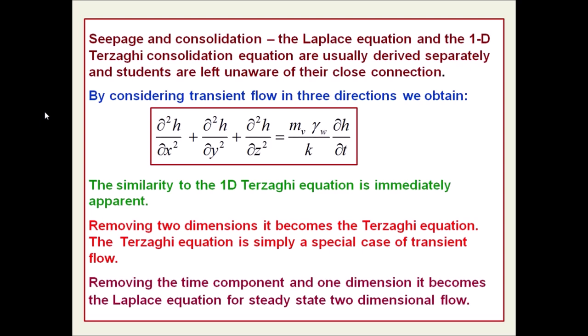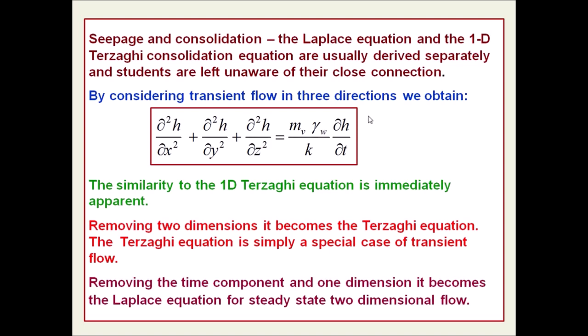The Terzaghi equation is slightly different from this because we've moved the parameter over to the other side and given it a CV value. But that's the general expression for transient flow in 3 directions in a uniform soil. And if we want to derive the Terzaghi equation, then we're going to just get rid of 2 dimensions, get rid of our x and our y, and just leave down, and that now is our Terzaghi one-dimensional consolidation equation.